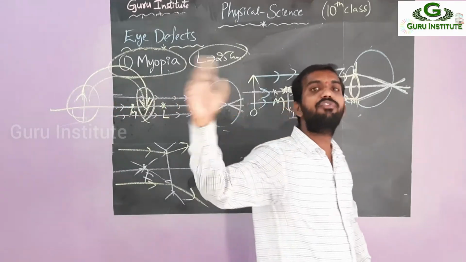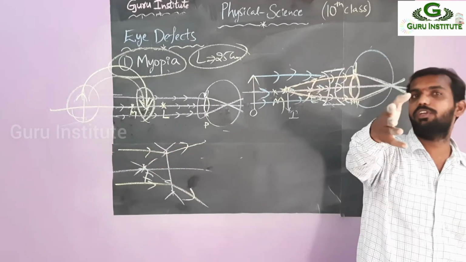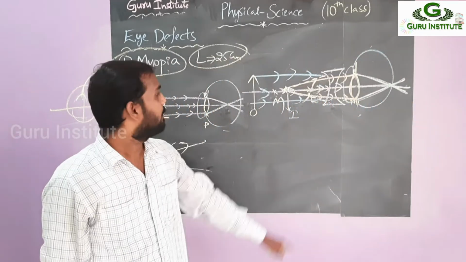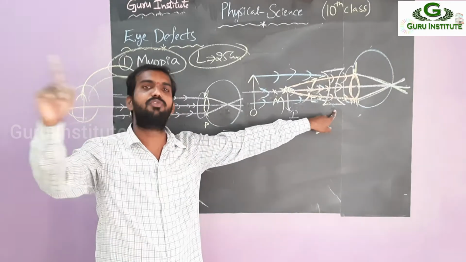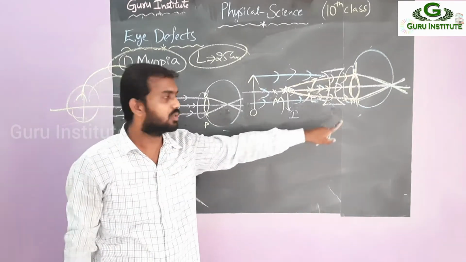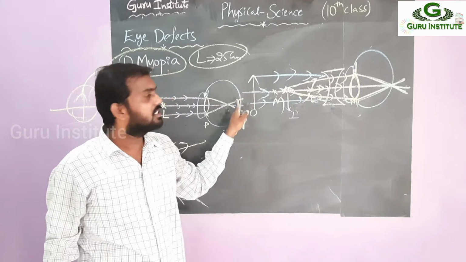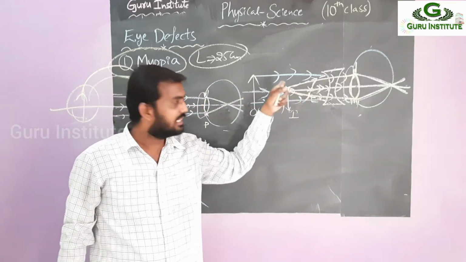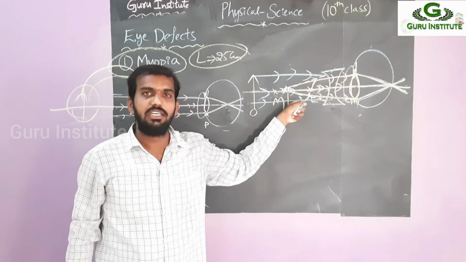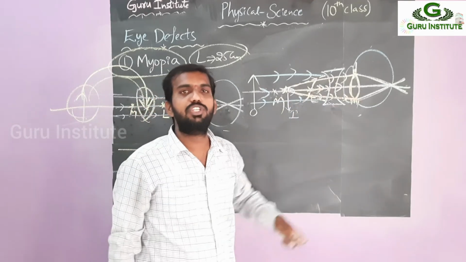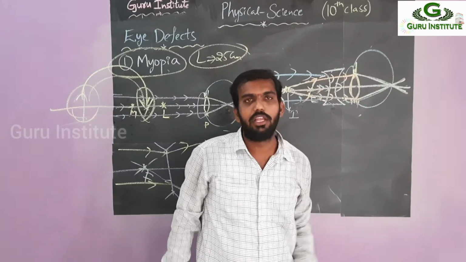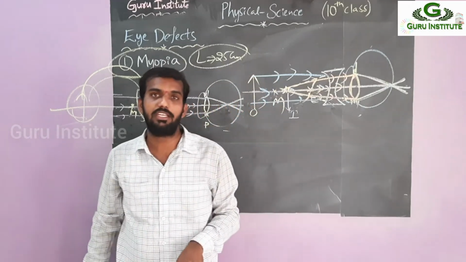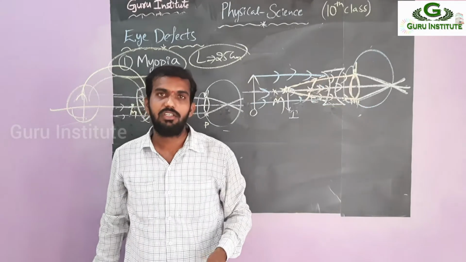Then what you have to do is shift the objects beyond M into between M and L. Object shifting is not possible, so image shifting is done by using a concave lens. A concave lens shifts far images to near images. It shifts a far object to a nearer position like this, and this nearer image acts as the object for our original eye lens. Then it falls on the retina, and your problem is solved. You can't change the retina position, you can't change the eye lens position, right? So that's why we use the concave lens.